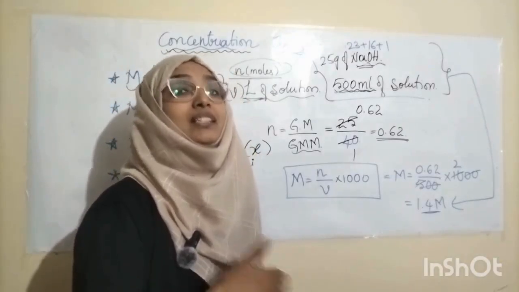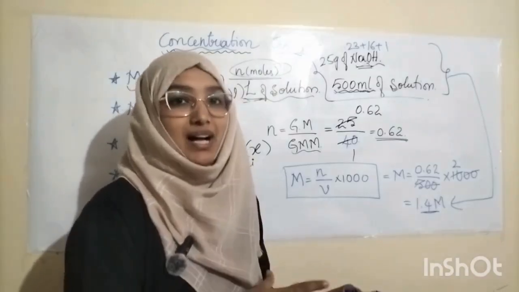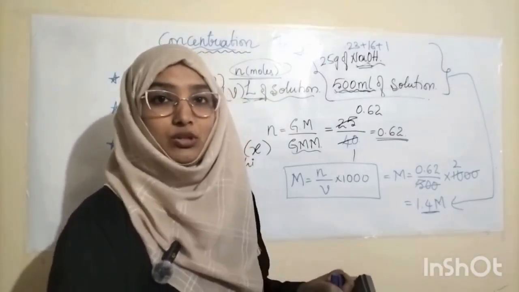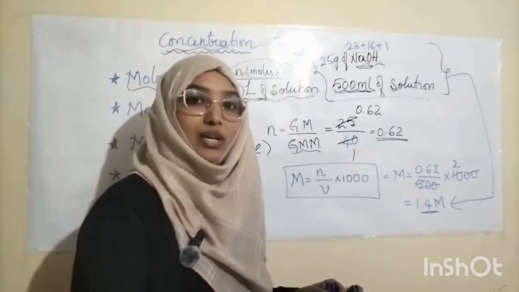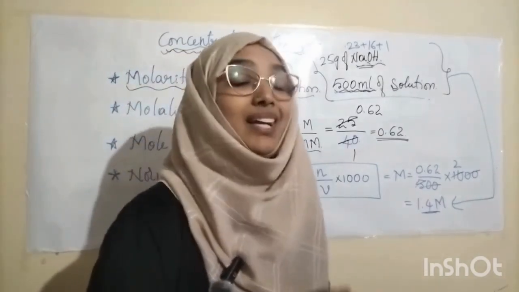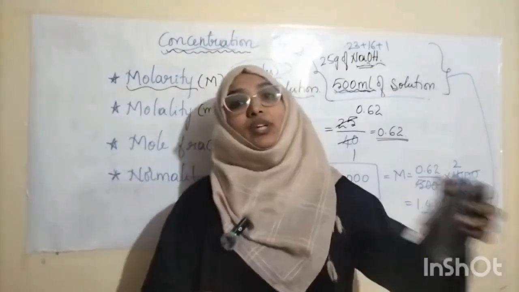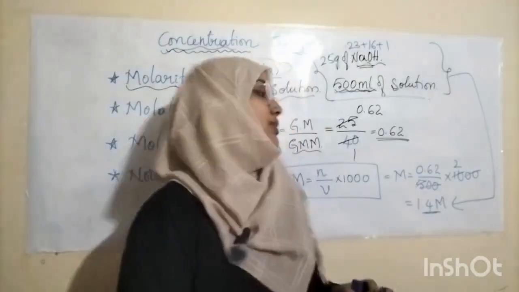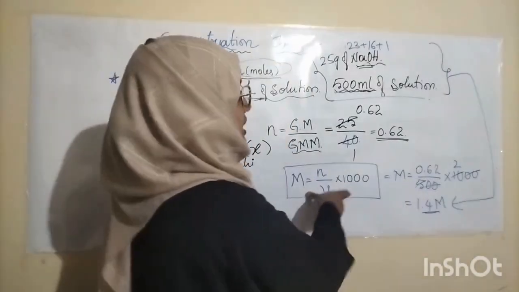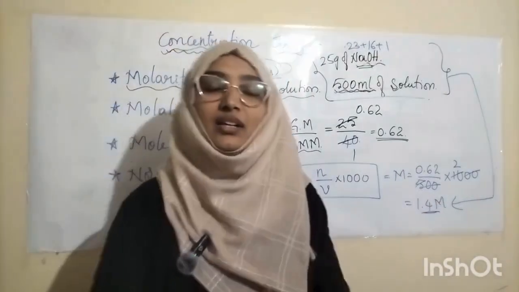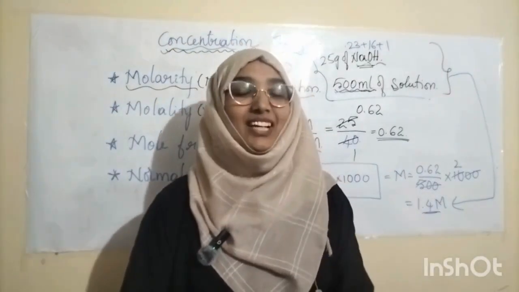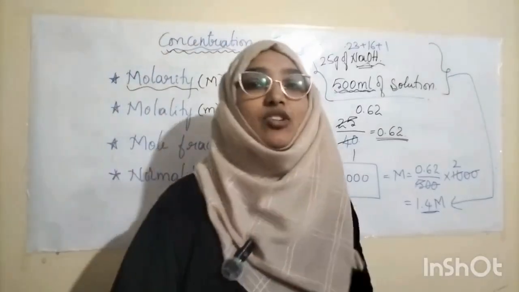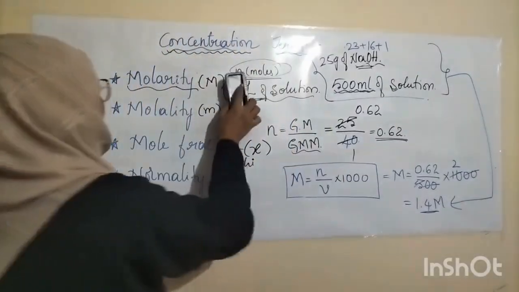If they give it in grams or mass, you can convert that first into moles and then you can check for the molarity. If the volume is given directly in liters, you can go directly for the number of liters. If they give it in milliliters, you have to convert that to liters and your molarity values are near you. Okay. Now let's go to the next concentration term, that is molality.